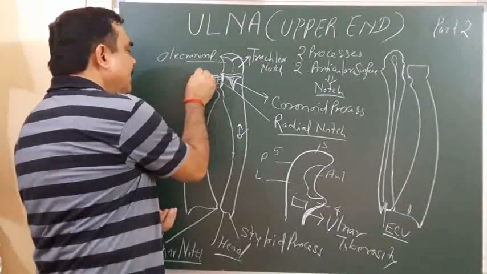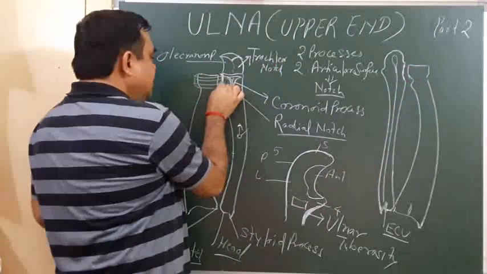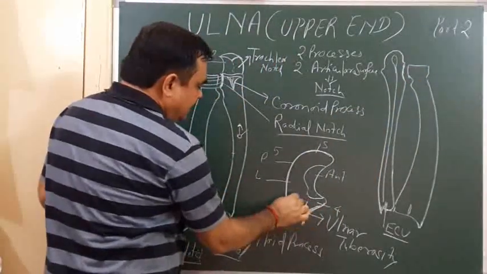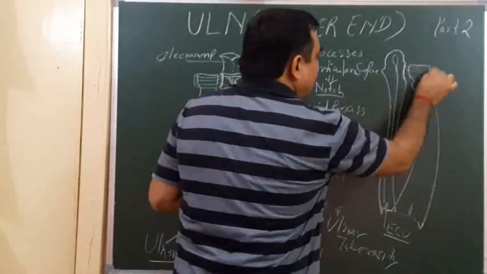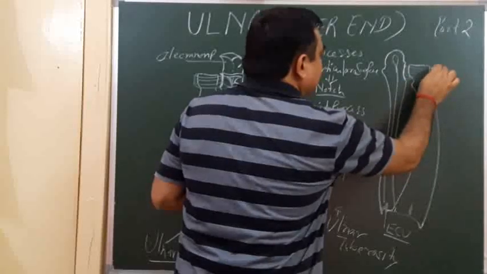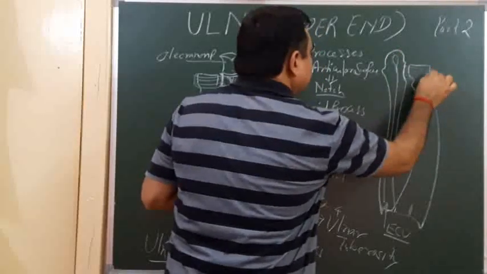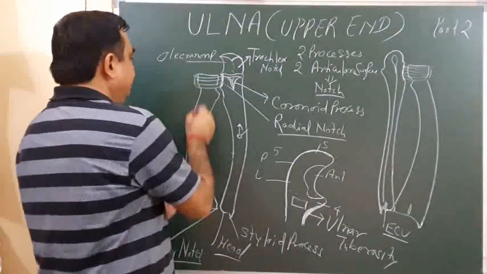Here is the annular ligament. This is the anterior margin, and this is the posterior margin. It gives attachment to the annular ligament. This ligament is the annular ligament.